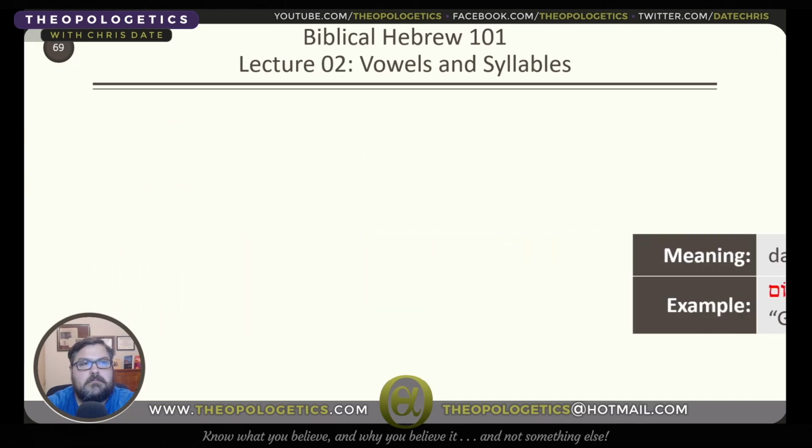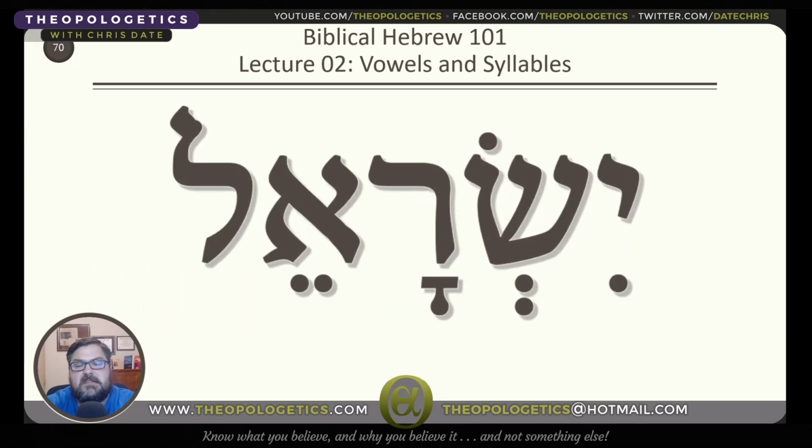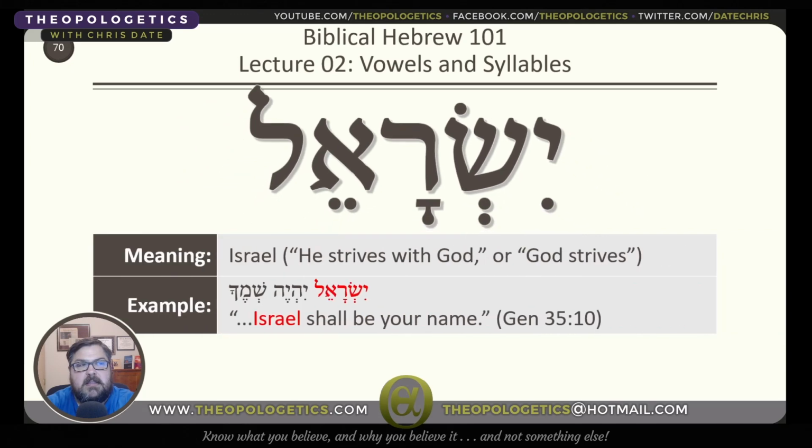Yom. Next up is Yisrael. And that is the name Israel, which means he strives with God, or God strives. It's for that reason that God calls Jacob Yisrael, because he strove with God. All right? Yisrael is Israel.